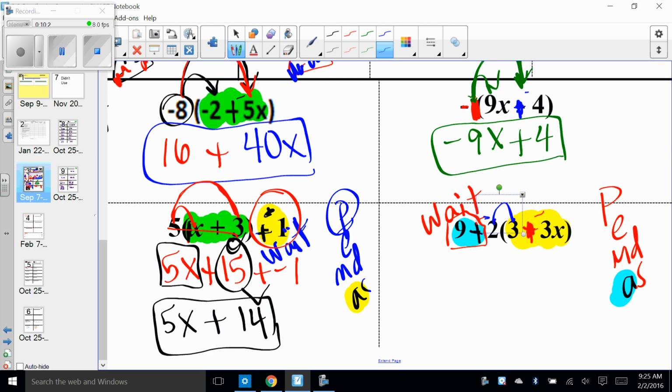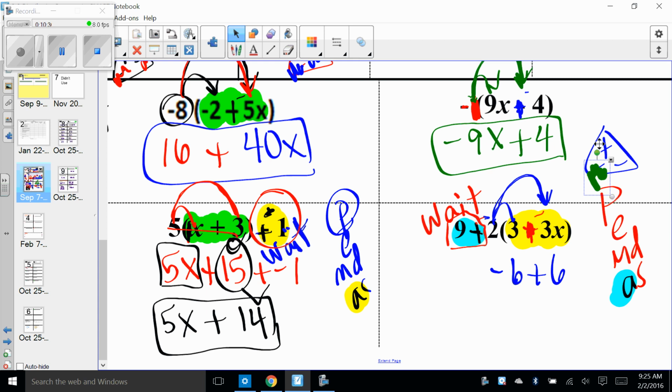Send that in once, send that in twice. So we have -2 times 3 is -6 plus. Distribute, -2 times -3 is +6. Think about that. -2, -3 is a +6, and there's an x there. So that becomes -6 plus -6, or -6 plus +6x.